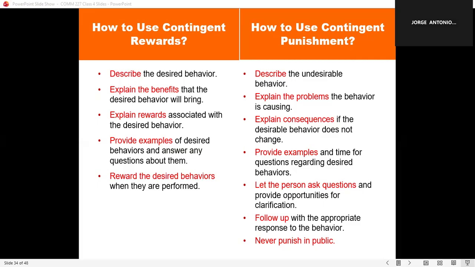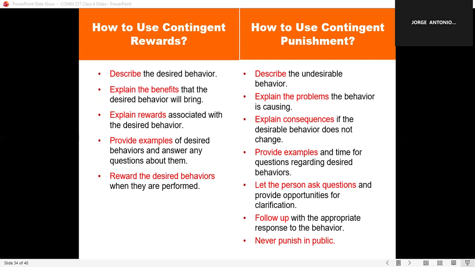Leaders need to check whether behavior has improved and respond accordingly. And one final and very important rule: never, never, ever punish in public. Corrective feedback should always be given privately and respectfully. That's common sense to me.